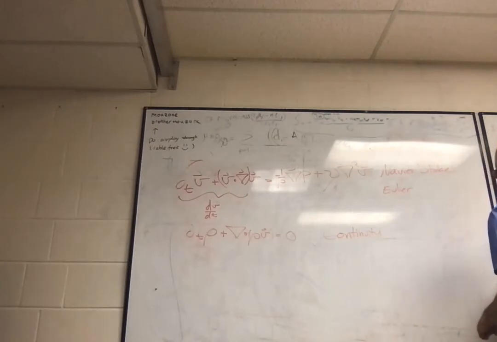dv dt plus v dot grad v equals minus 1 over rho grad p plus nu del squared v. This is Navier-Stokes, and continuity is d by dt of rho plus div rho v equals 0.